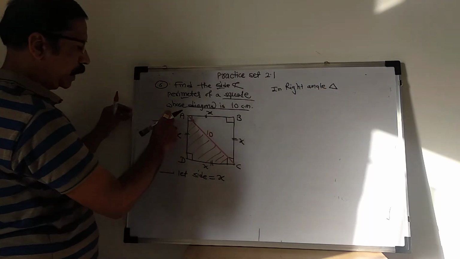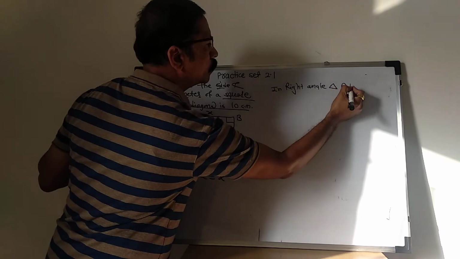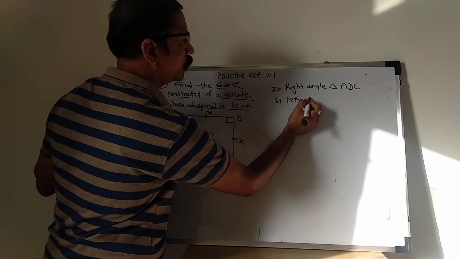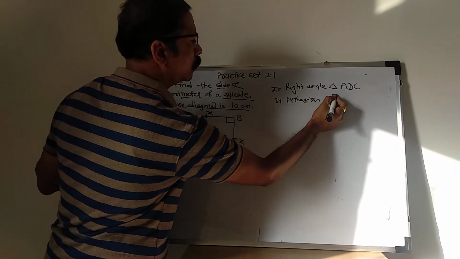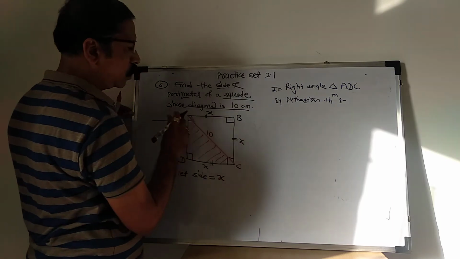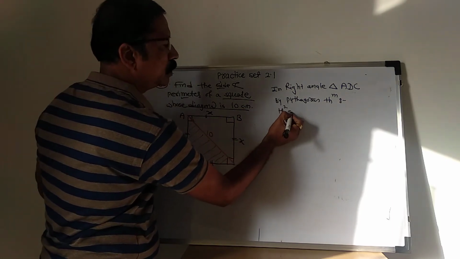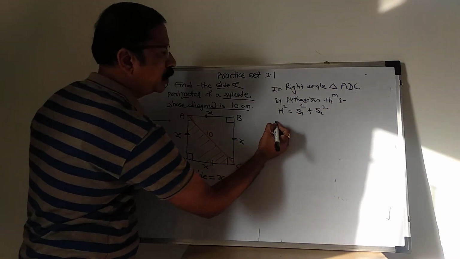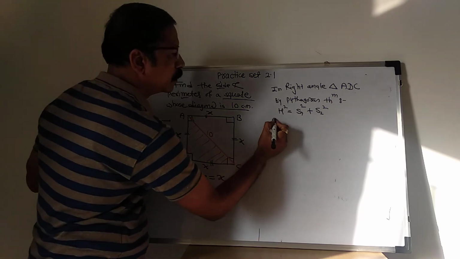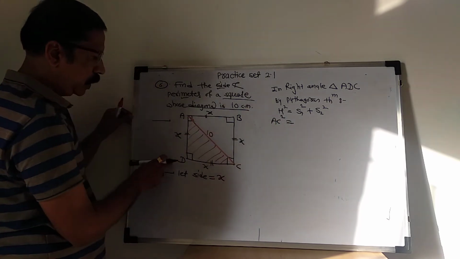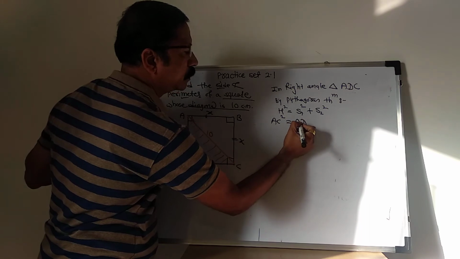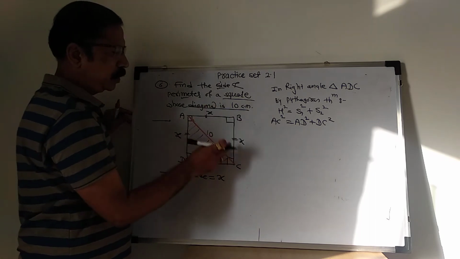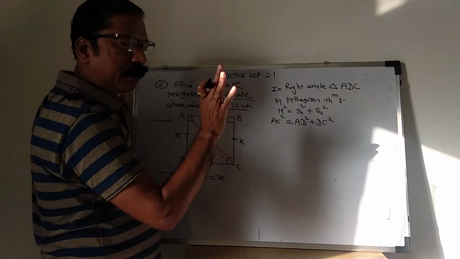In right angle triangle ABC, by Pythagoras theorem, everyone knows Pythagoras theorem: hypotenuse square is equal to side 1 square plus side 2 square. Here AC is the hypotenuse, the side opposite to 90 degree. So AC square is equal to AD square plus DC square. You can select this right angle triangle also, ABC. Select any one right angle triangle and apply Pythagoras theorem.